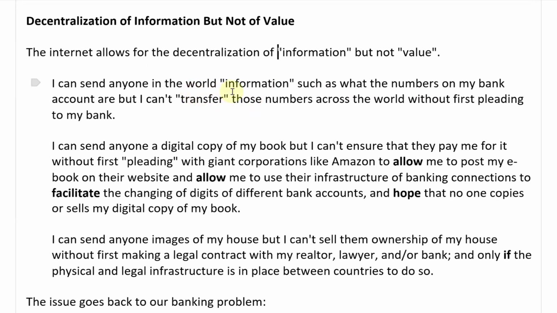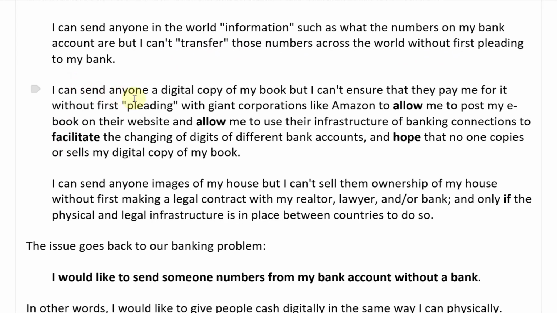I can send anyone in the world "information", such as what the numbers on my bank account are, but I can't transfer those numbers across the world without first pleading to my bank. I can send anyone a digital copy of my book, but I can't ensure that they pay me for it without first pleading with giant corporations like Amazon to allow me, this is the key word, to allow me to post my ebook on their website and use their infrastructure of banking connections to facilitate the changing of digits of different bank accounts, and hope that no one copies or sells my digital copy of my book.